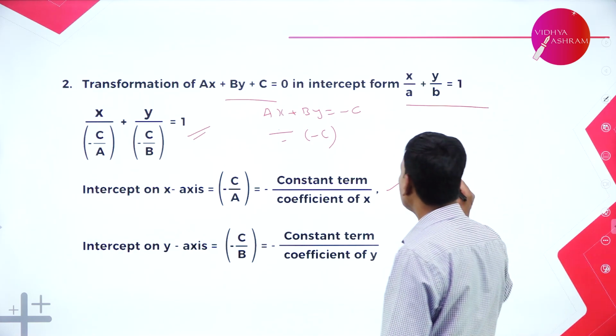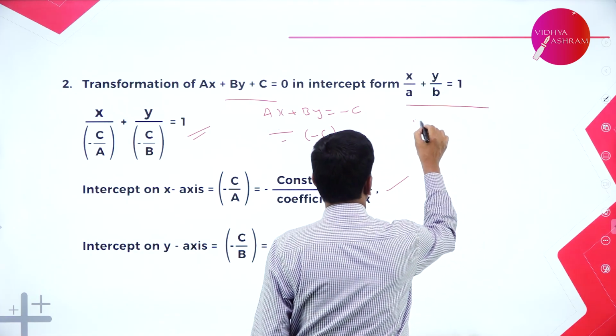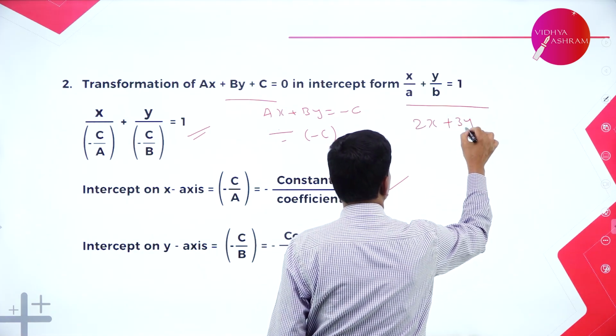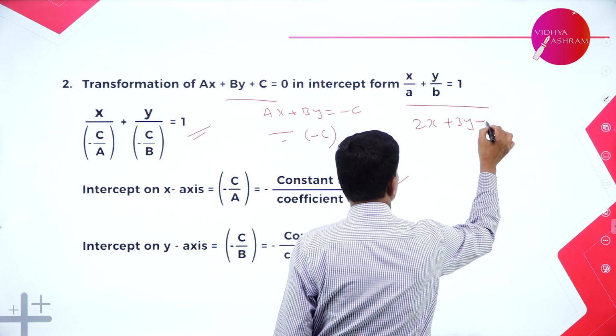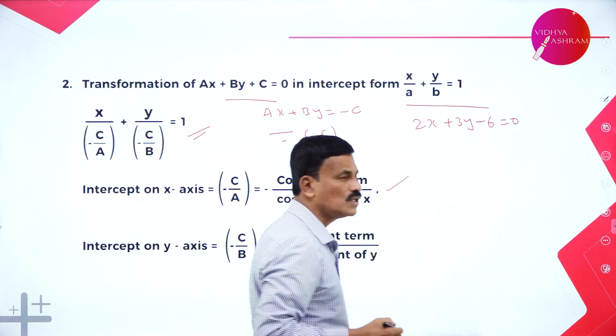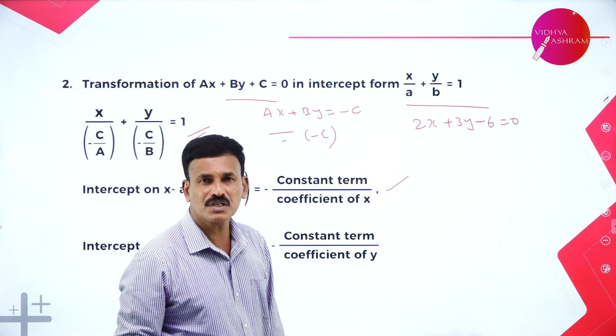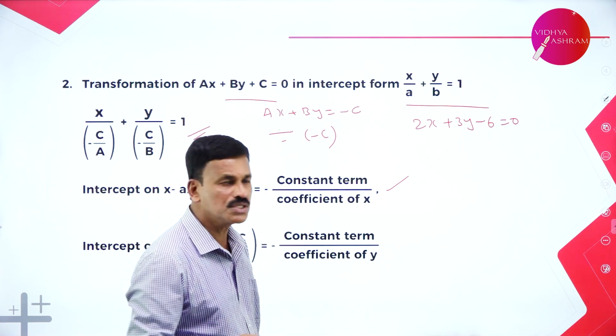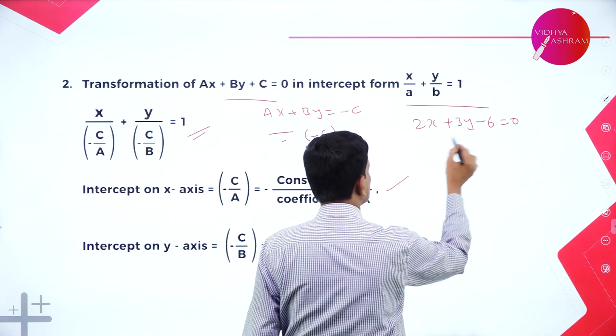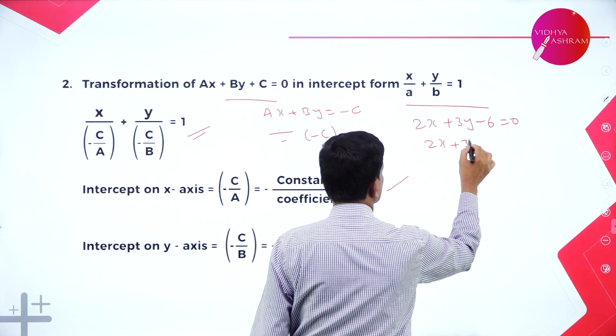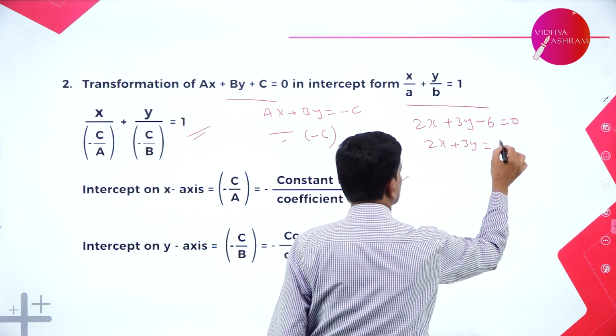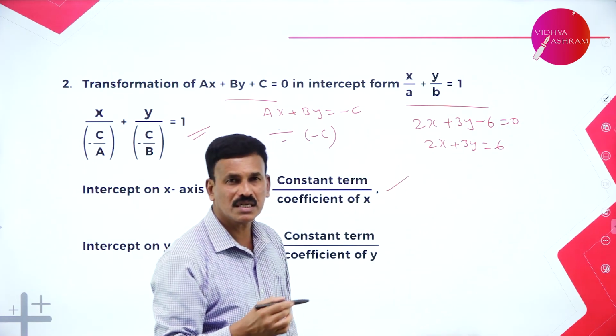Now, let us consider, for example, let me take one example. If 2x plus 3y minus 6 is equal to 0. Now, how to convert this? This is the form ax plus by plus c is equal to 0. Now, how to convert this into intercept form? 2x plus 3y minus 6 becomes plus 6. Transfer minus 6 to the right hand side.